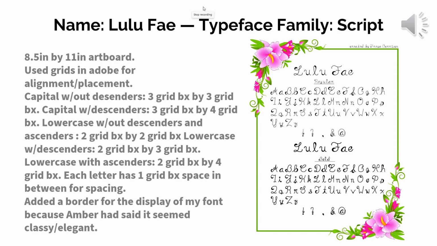Each letter has 1 grid box of space in between for the spacing of each letter and between the sections of the letters, like a capital A and a lowercase a would be separated from a capital B and a lowercase b. And then I added a border onto my font because Amber had said it seemed classy and elegant, and so it made me think of looking up ways to incorporate that, and this is how I did it.